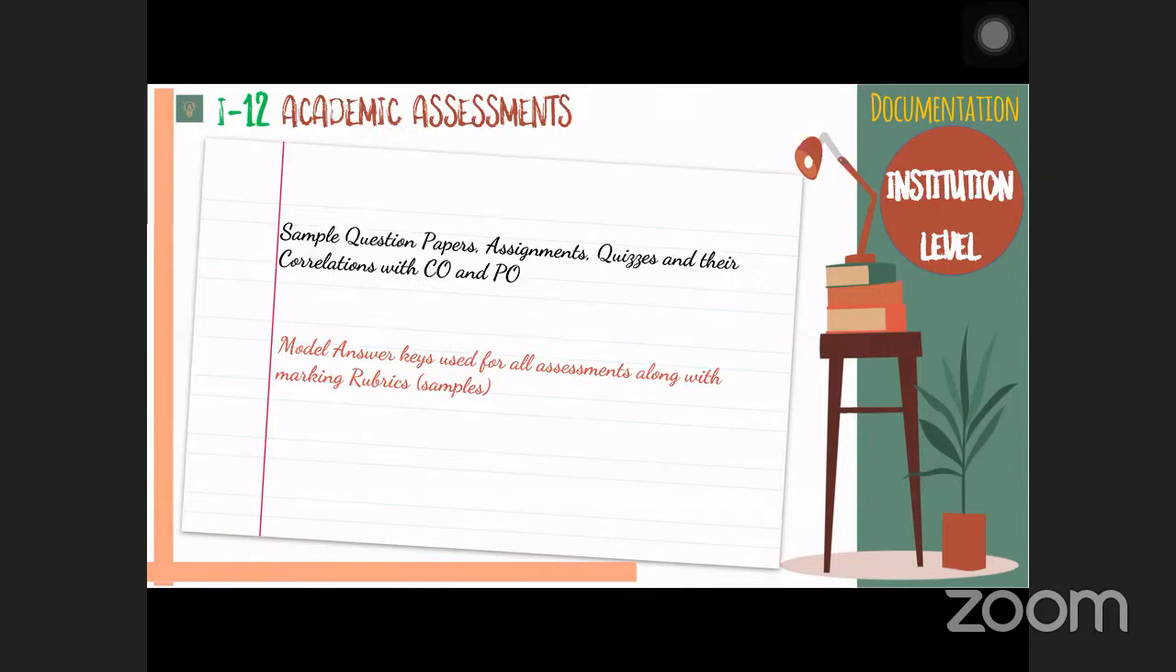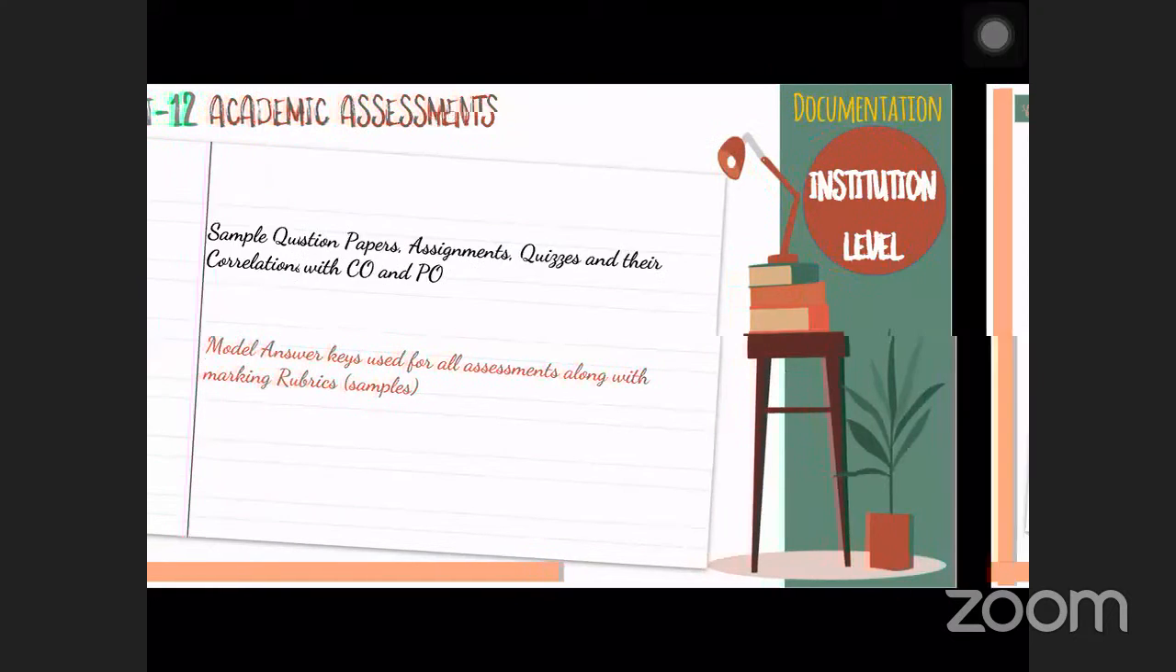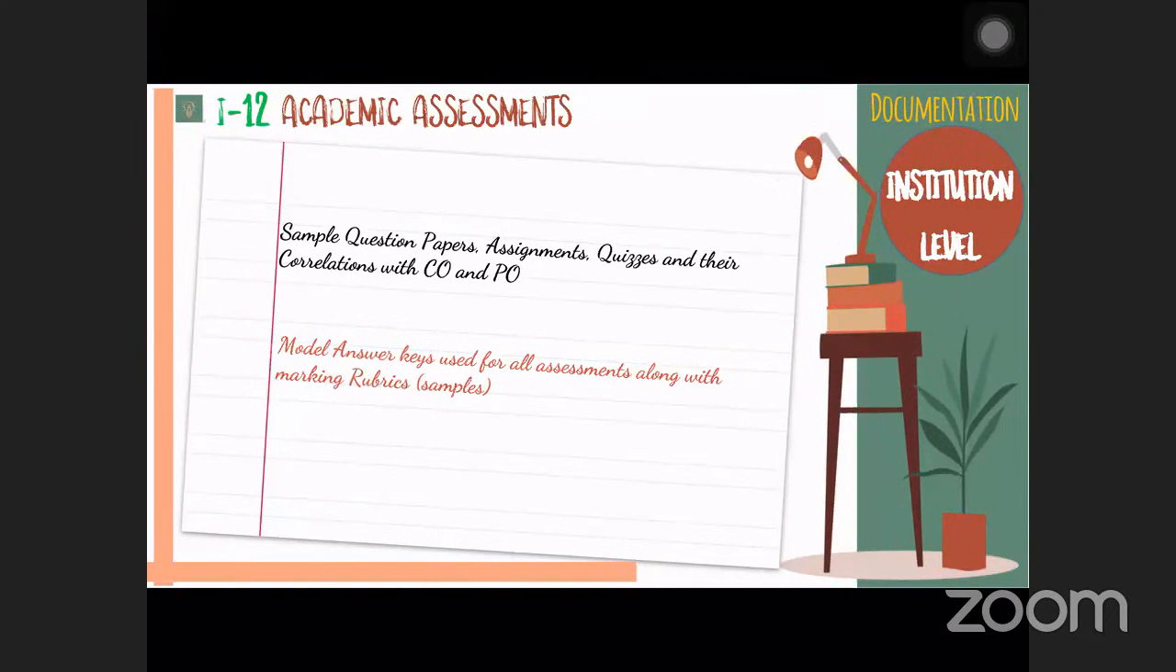Then the next file will have the academic records related to academic assessments, where all the samples of question papers, assignments, quizzes, their correlation with PO and CO, all that will be available, plus the model answer keys used for all these assessments along with the marking rubrics should be available in this particular file. So these records will be available in the department, whereas here the samples will be kept.